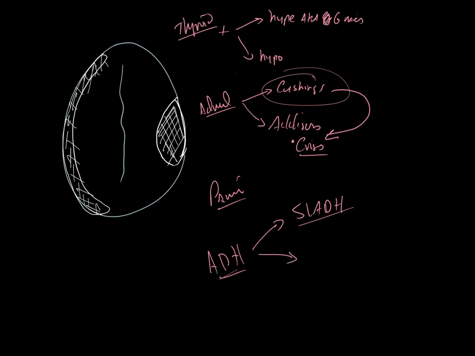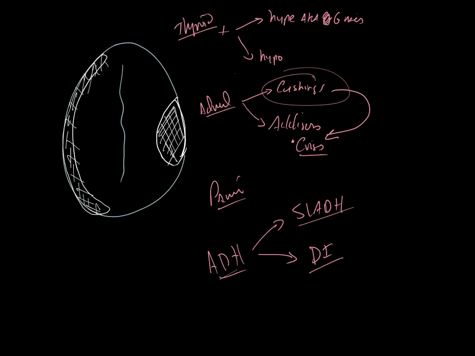Inadequate amounts of ADH is known as diabetes insipidus, right? And that's where we insipidusly lose water. So how do we treat this? We give them ADH, right? What's the other name for ADH? Vasopressin, right? Nasal vasopressin.